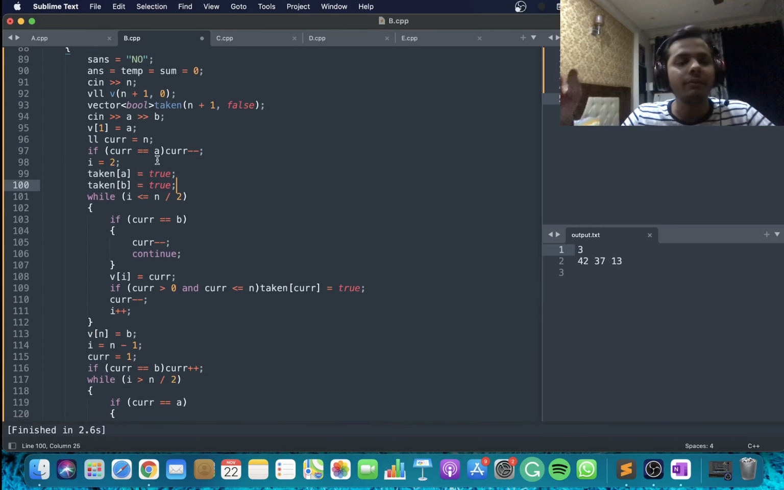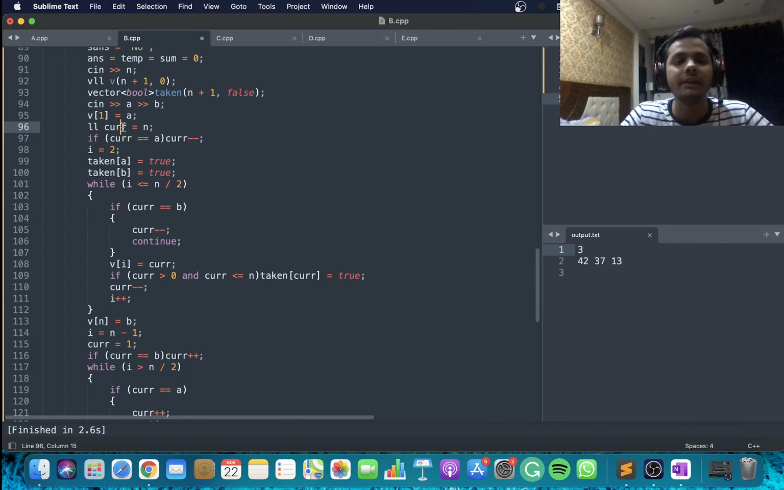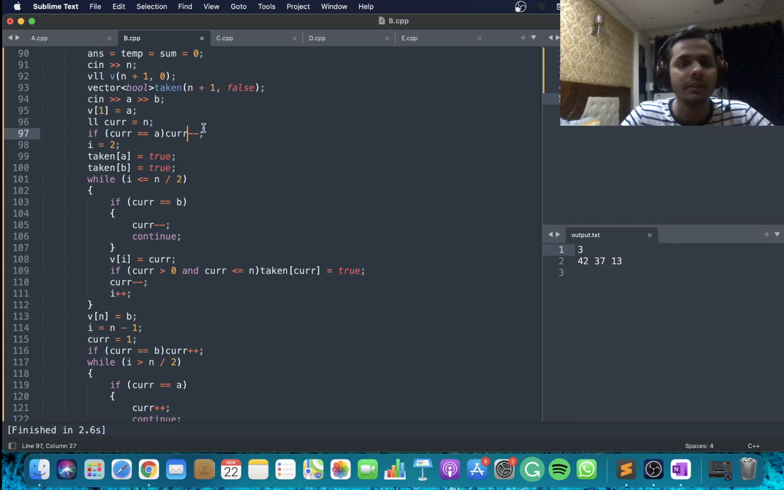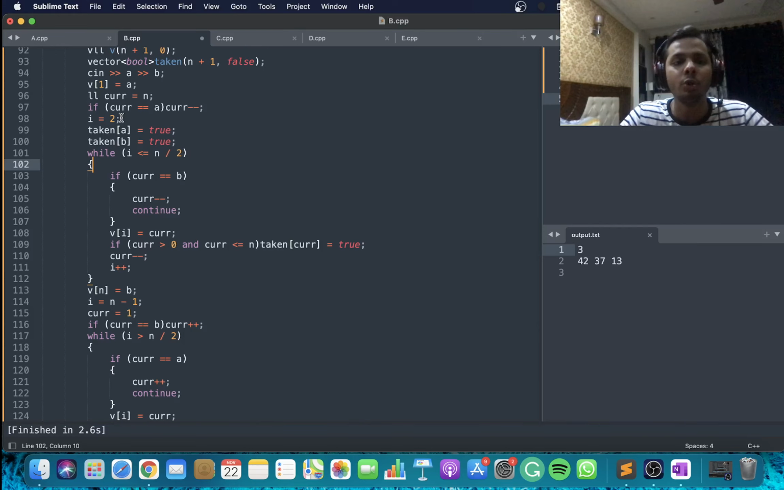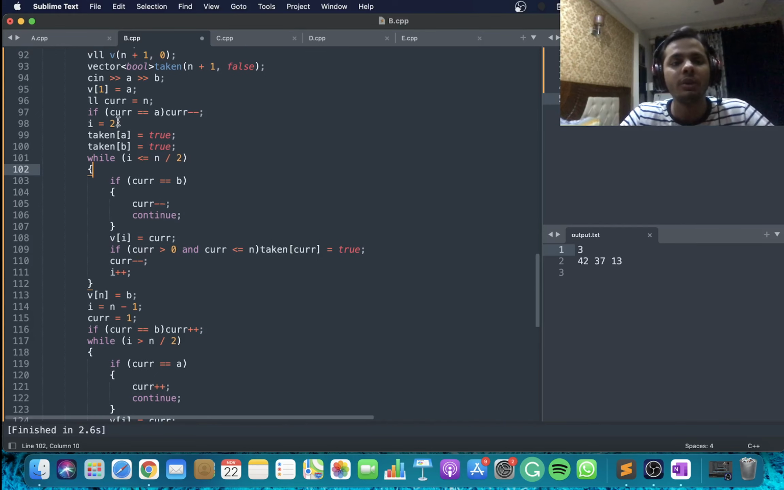And now what I'll try to do is I'll try to put the greater elements in the first half. So I will start with n, and I will assign cur is equal to n, and I will try to put cur in my first half. And obviously if cur is equal to a, then I won't put it, because I already have put it, so I will do cur minus minus. And now I take this while loop, and my initial i is from 2, because I will start from 2 in the first half and go all the way till n by 2.